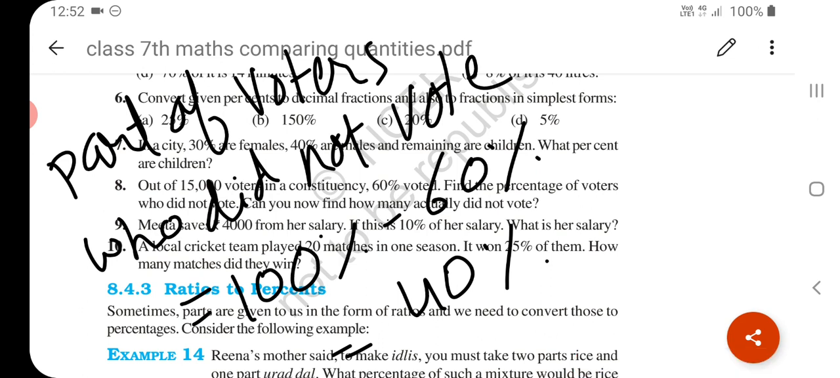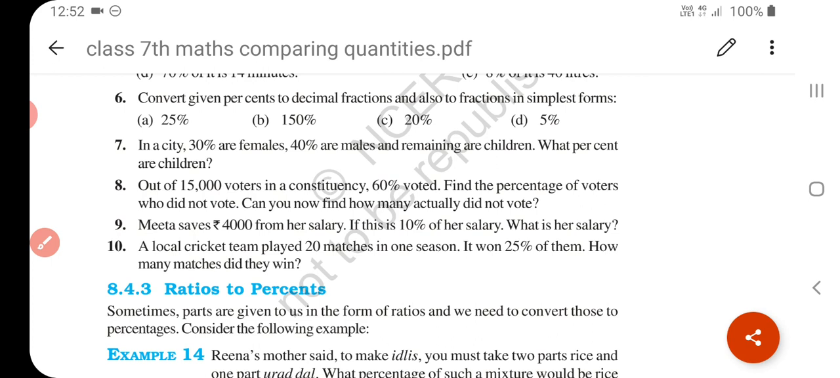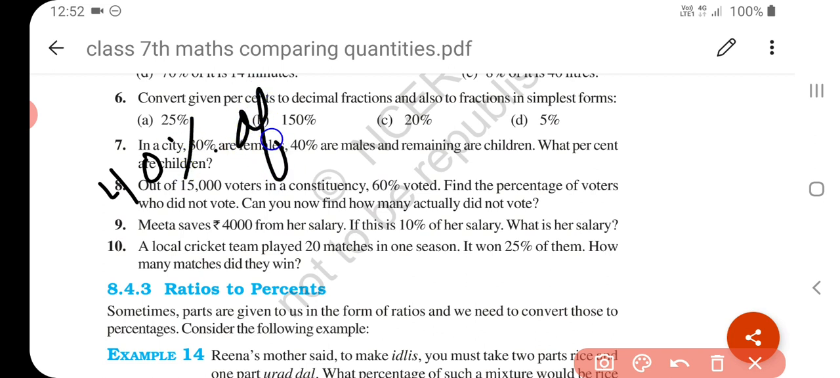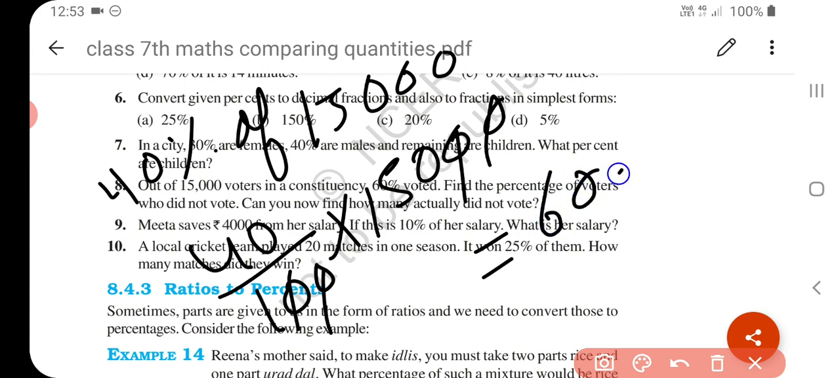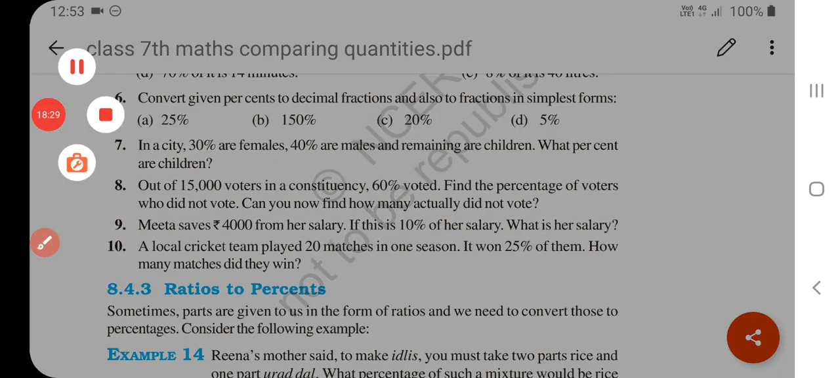So we have to find how many people did not vote. So 40% of 15,000. 40 upon 100 into 15,000. So your answer is 15 fours are 60, so your answer is 6,000. Thus 6,000 voters did not vote. Understand? Now question number 9.